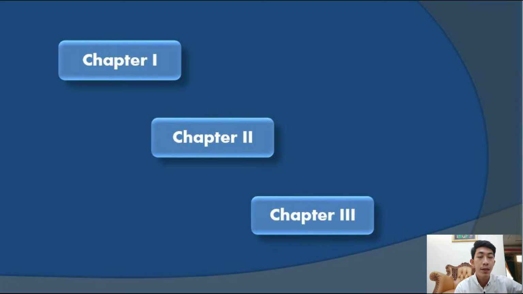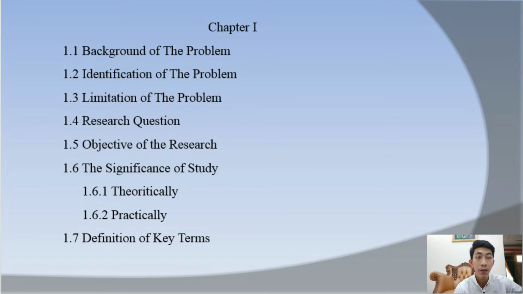In my research proposal, there are 3 chapters. The first chapter will contain 7 points. The first point is background of the problem. Second point is identification of the problem. Third point is limitation of the problem. Fourth point is research question. Fifth point is objective of the research. Sixth point, the significance of the study. That will be divided into 2 points, theoretically and practically. And the last point is definition of key terms.